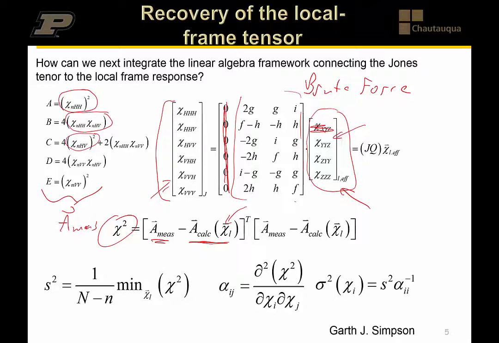As soon as chi squared is minimized, then those are the most probable values for the local frame tensor elements based on those sets of observables. And then we can also recover the uncertainty in each individual one. For example, chi YYZ, and the uncertainty, the variance in that is just given by the variance of the fit S squared multiplied by the alpha inverse, where alpha is defined as this matrix of second derivatives of chi squared with respect to the individual tensor elements that you're fitting.